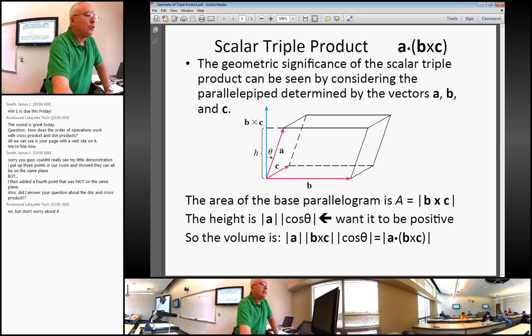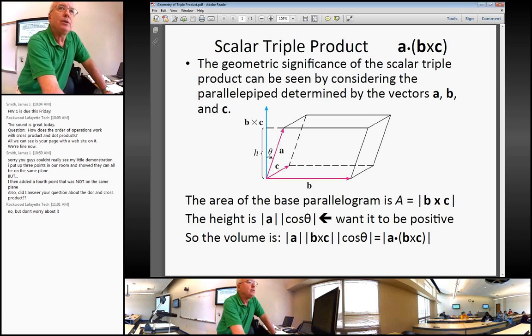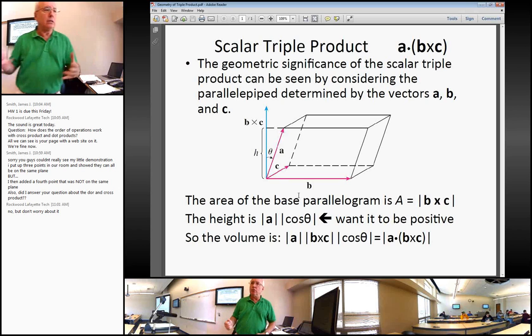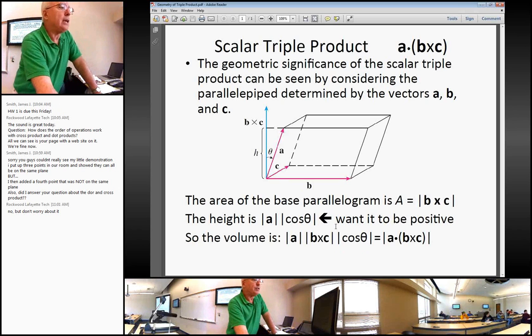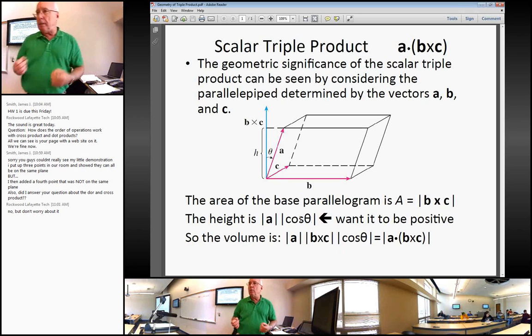To get the vertical height, we have to multiply the length of that hypotenuse by the cosine of the angle between A and the cross product. So this perpendicular height is equal to the magnitude of A times the cosine of the angle between the cross product and A. And this is where we have to put an absolute value around the cosine because we want it to be a positive number.